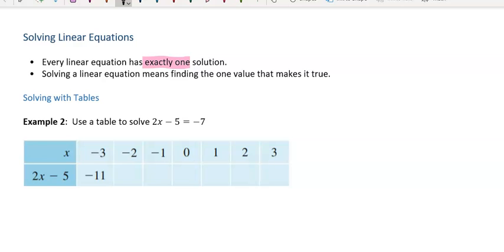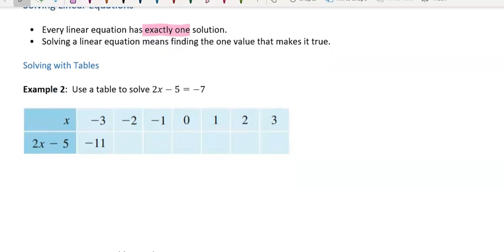I don't talk about this every time it comes up because it just keeps coming up, and it's not my favorite way to solve an equation. I think it's rather tedious, actually. So let's look at it one more time, how to do this. So we're going to use a table to solve 2x minus 5 equals negative 7. So there's some x that would make this true.